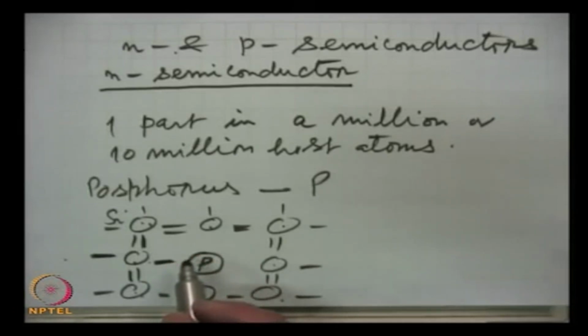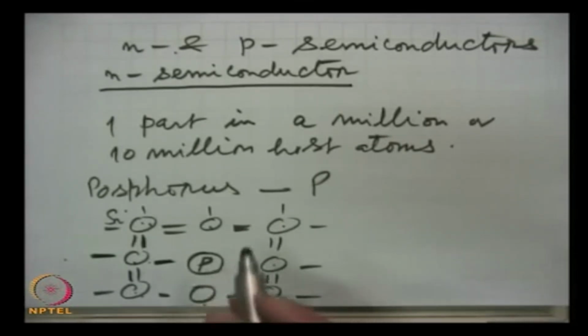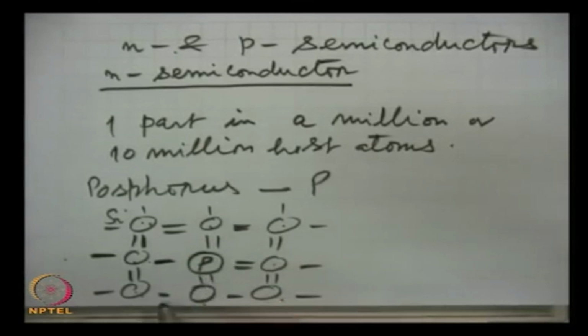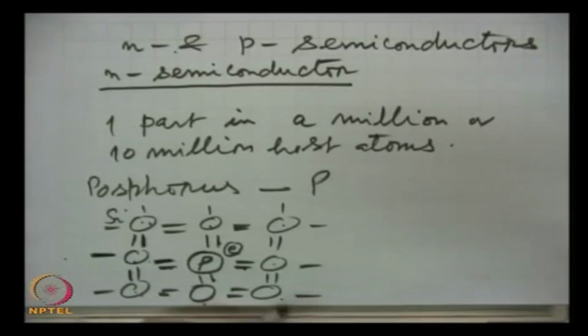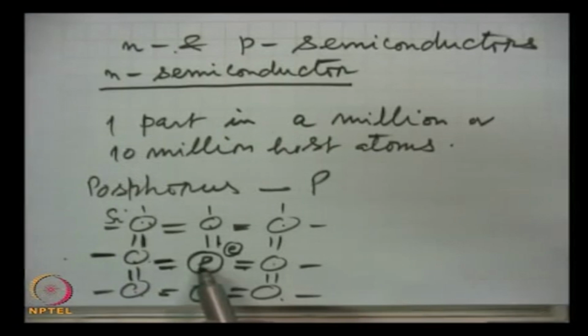Now, phosphorus being pentavalent, it has 5 electrons in the outer shell. Out of these 5 electrons, 4 will form covalent bonds with the neighboring silicon atoms. One electron is here, another here, one here and one here. The 5th electron is extra, there is no energy state available to it, and it is very loosely bound to the parent atom.